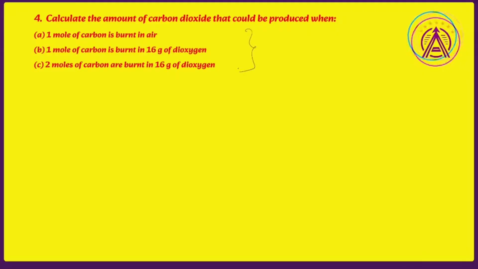So basically here, if you see, it's a reaction between carbon and oxygen. So carbon is reacting with oxygen to give you carbon dioxide. Okay, because it's given over here, calculate the amount of carbon dioxide which is produced.